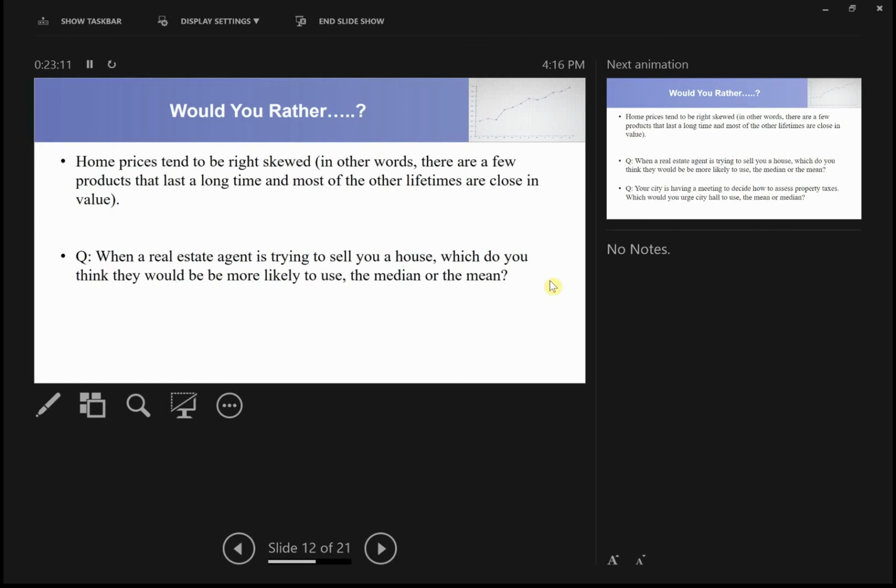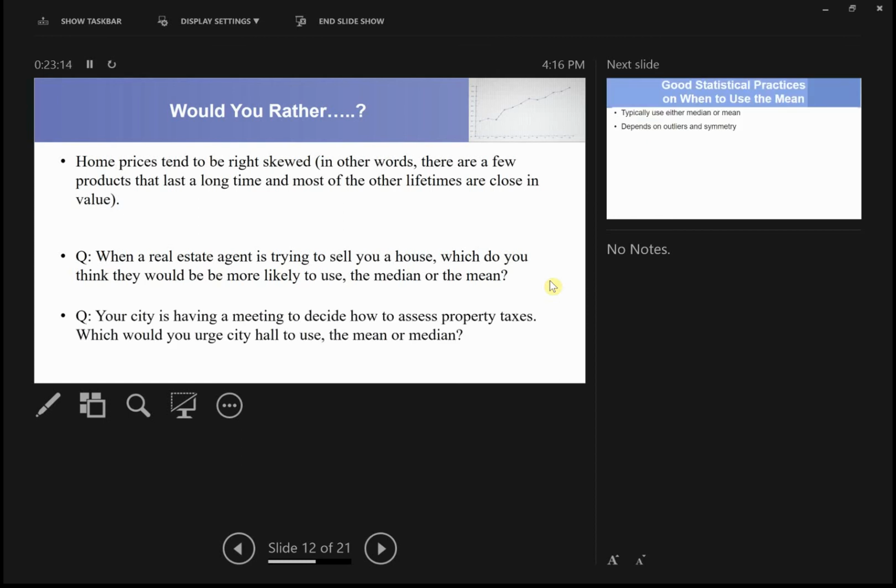What if you were having your tax assessed? What would you want City Hall to use to assess your tax? Would you want your taxes to be assessed on the median or the mean? The median, because you're paying on less. And that's a really artificial example. It doesn't work that way, but just so you kind of understand. Okay, good. So any questions about means, medians? Okay. So how do we know what to do?